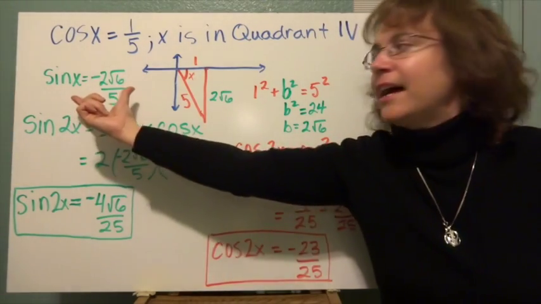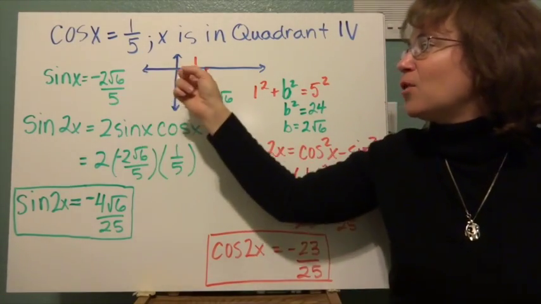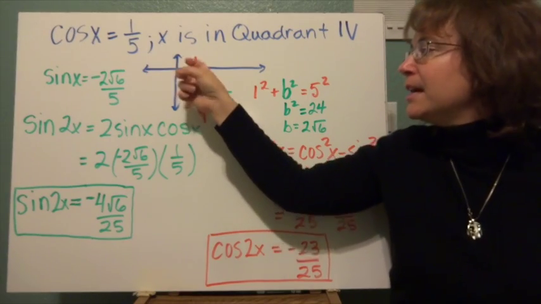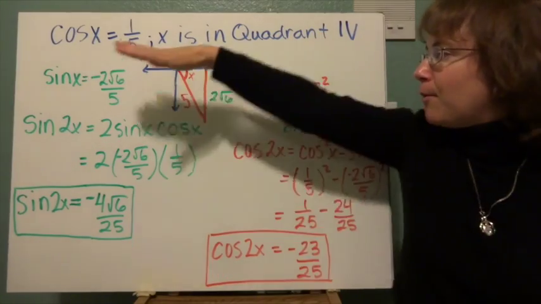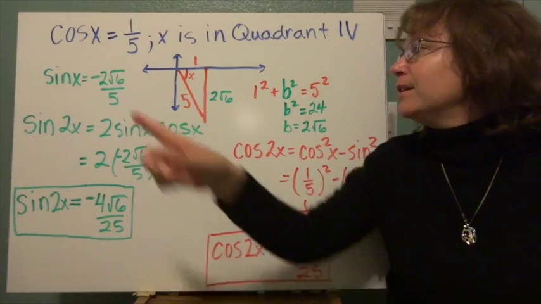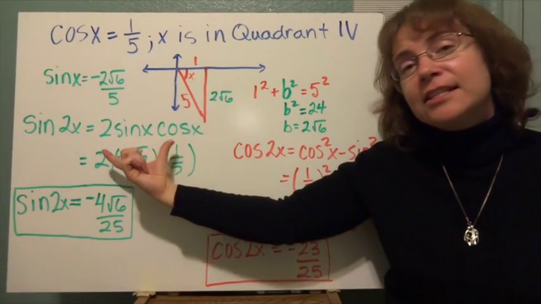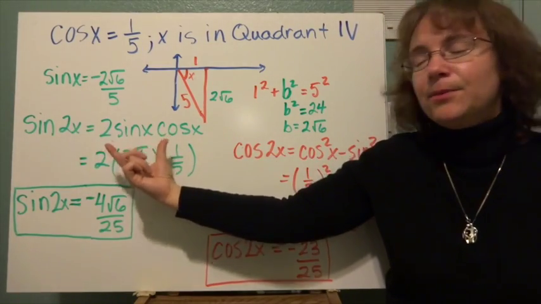And now I can find what I need for my identity. I can find sine of x. Now I need to be careful because my sine of x is going to be negative here. Even though my cosine's positive in quadrant 4, sine's going to be negative because it's in that 4th quadrant. My y values are negative. So sine of x is equal to negative 2 square root of 6 over 5. And now I can just substitute my values in.